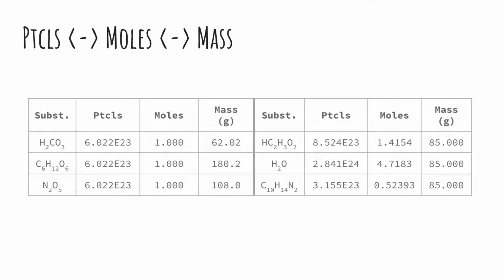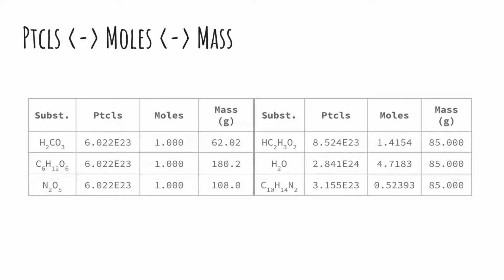Now, in practice, what that means is that for any substance, if you have 6.022 times 10 to the 23rd particles of that substance, you have 1 mole of that substance. And it doesn't really matter what the substance is. It could be carbonic acid, sugar, dinitrogen pentoxide. It could be pennies or puppies or anything else. If you have 6.022 times 10 to the 23rd of something, you have 1 mole of that thing.